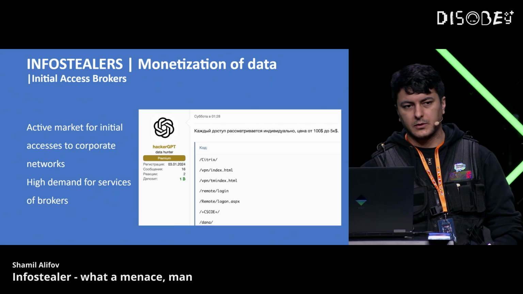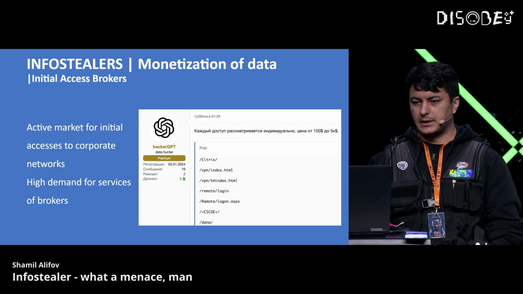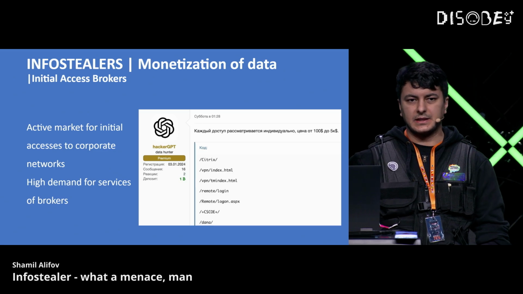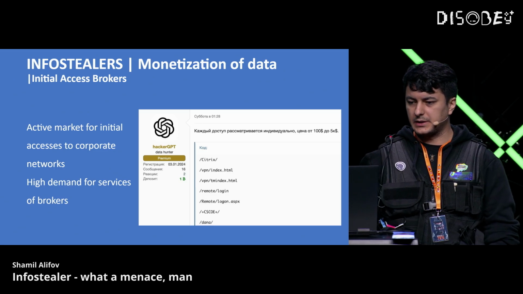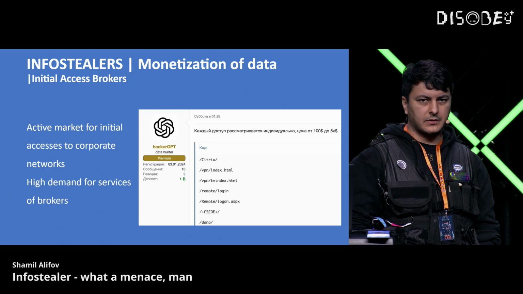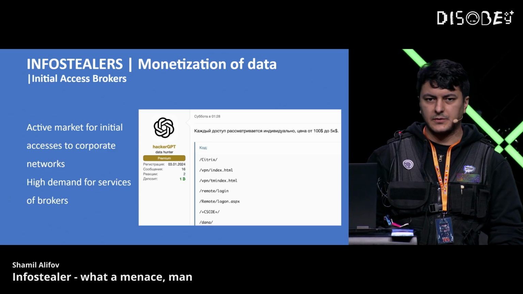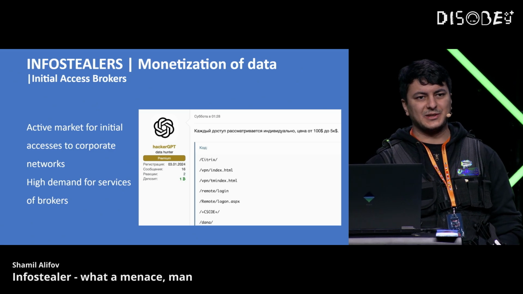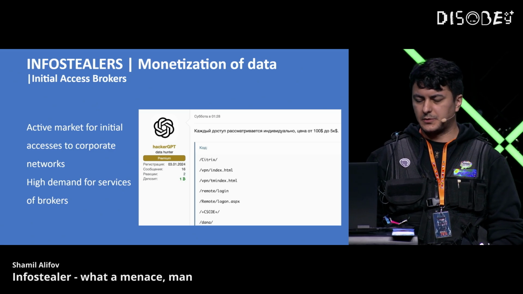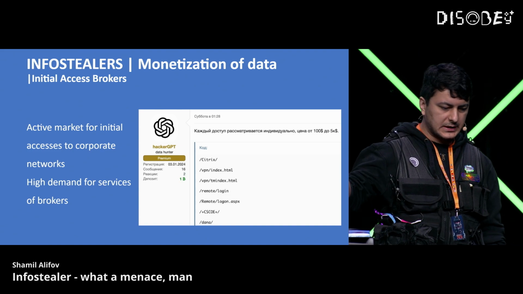And they're looking for all kinds of credentials or Infostealer logs that contain some kind of remote access to the victims. It can be Citrix and a VPN and whatnot. And they're paying from $100 to $5,000 per victim if the victim is proven to be very worthwhile.